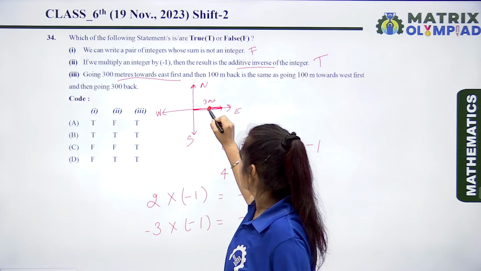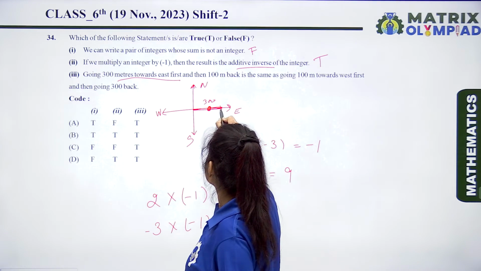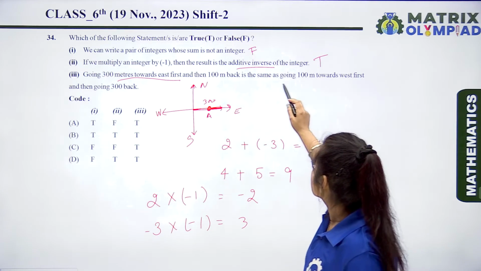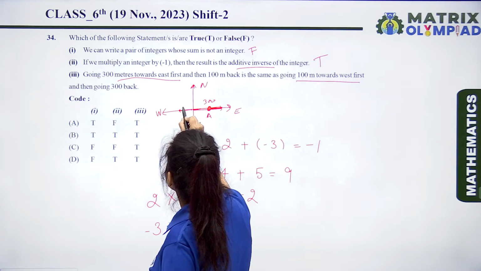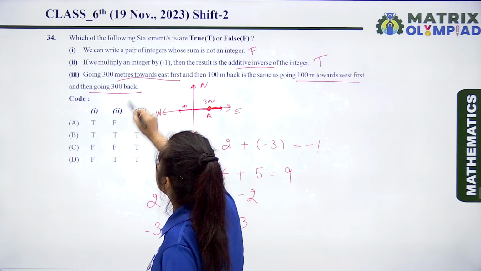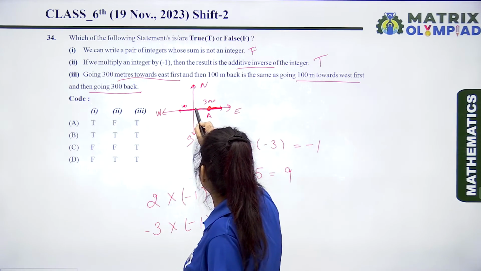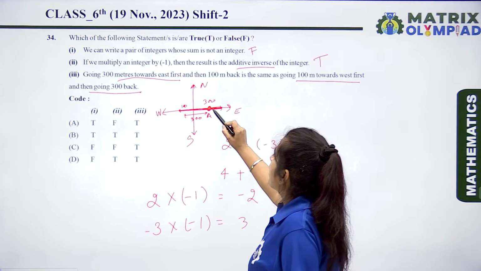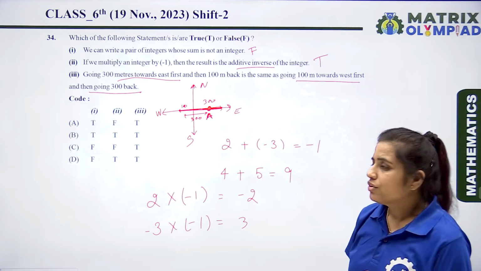So suppose this is now the position after going 100 meters back. Let's mark it point A. Now the next is the same as going 100 meters towards west, and then going back 300 meters. So here 100 plus 200 is 300. So 300 back is the same position as we were in the first point.